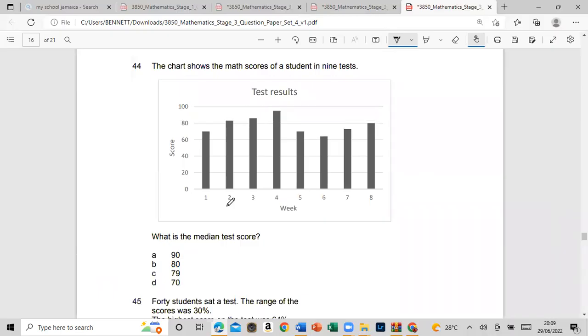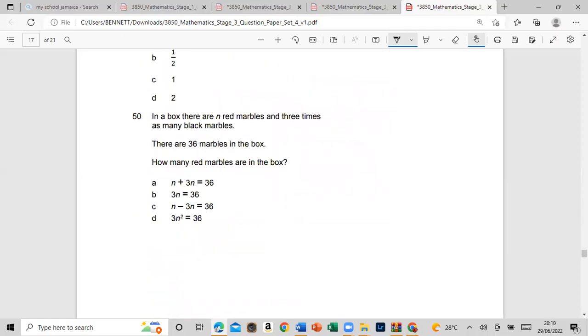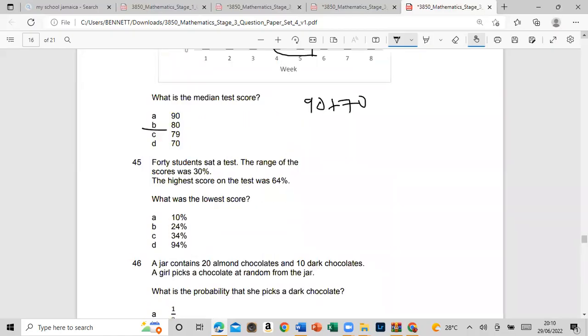What is the median test score? 1, 2, 3, 4, 5, 6, 7, 8. So we have to focus on these. So these are 90 and 70. 90 and 70, that's 80. Add them and divide by 2. That's 80. Now, the easy one, they understand.